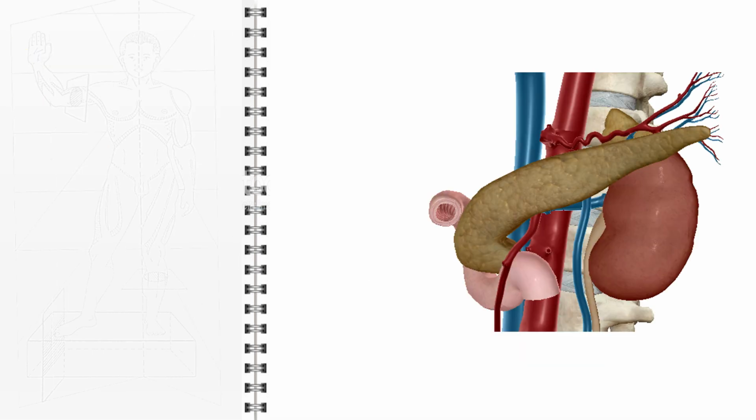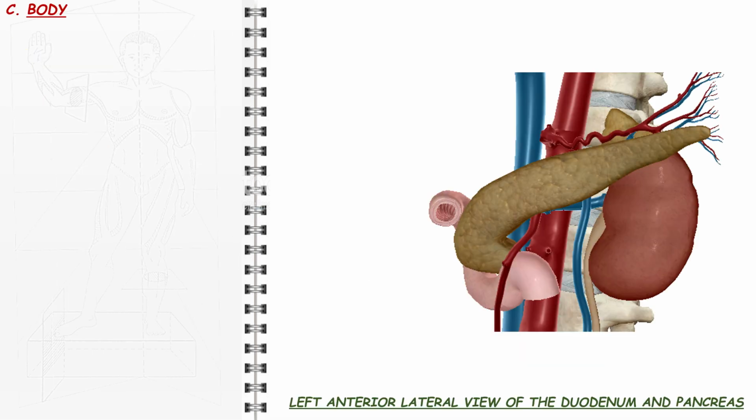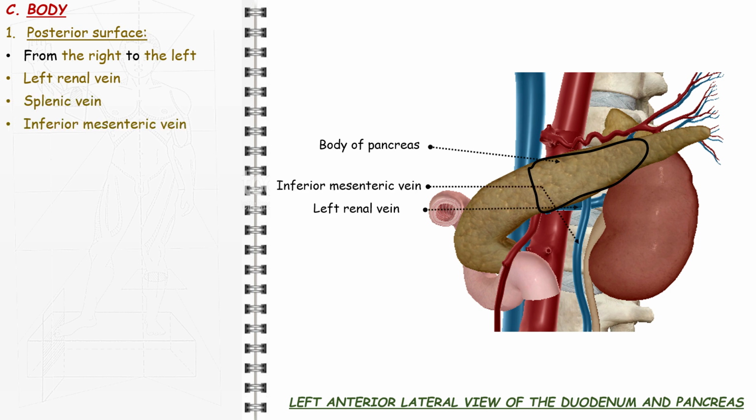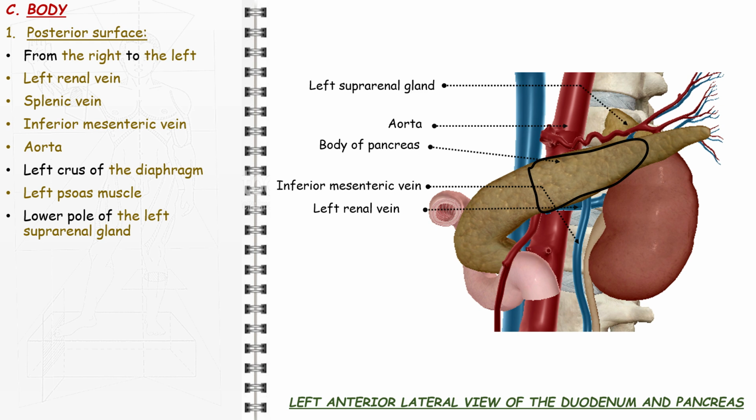The posterior surface of the body of pancreas is in contact with, from the right to the left, renal vein, the splenic vein, the inferior mesenteric vein, the aorta, the left crus of the diaphragm, the left psoas muscle, the lower pole of the left suprarenal gland and the hilum of the left kidney.